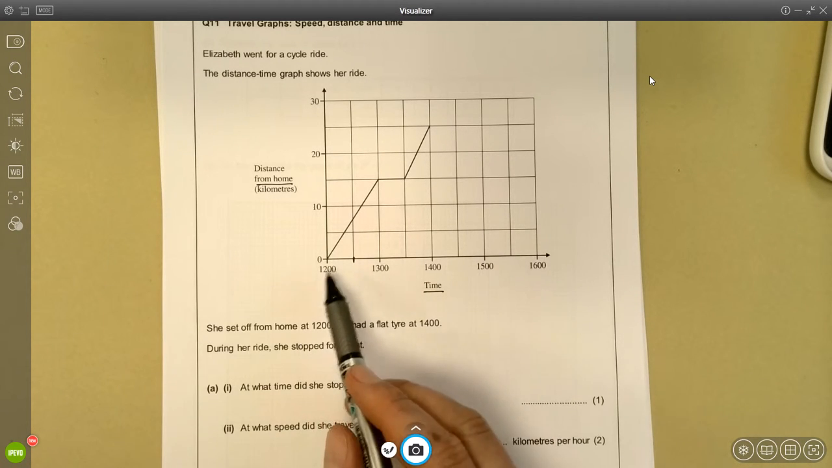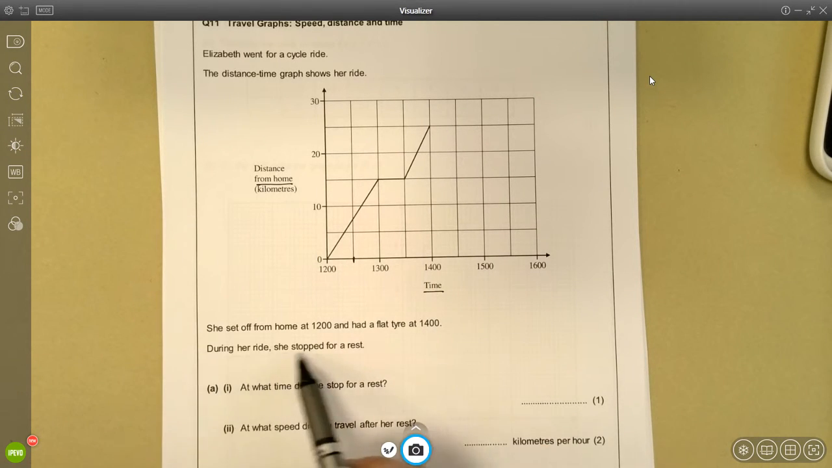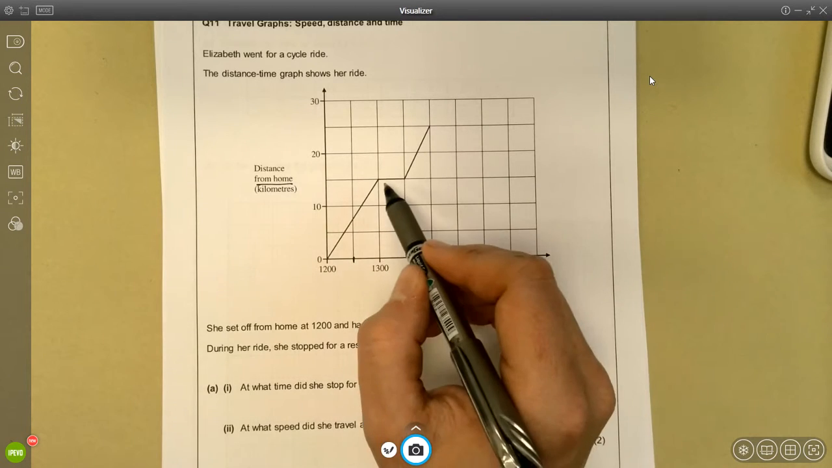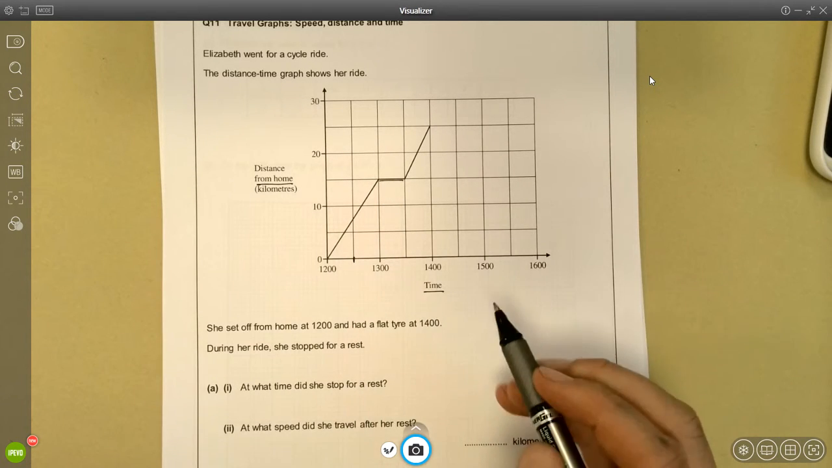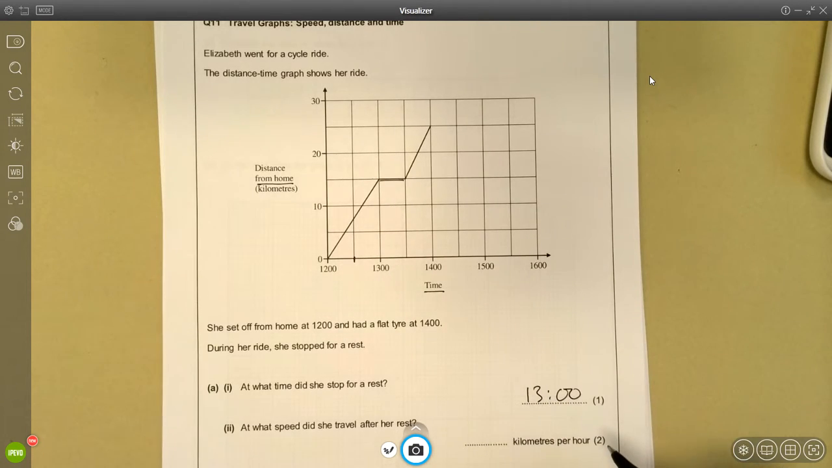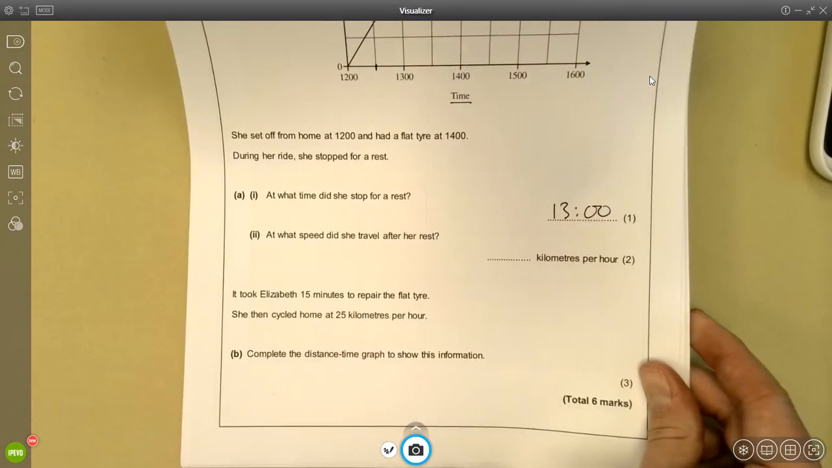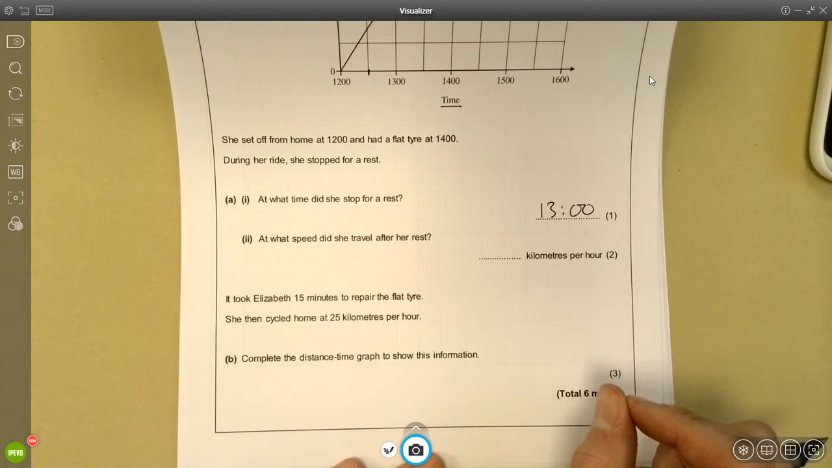So you set off from home at 12, had a flat tyre at 1400, which is 2 p.m, and stopped for a rest. Okay, so, and she stopped for a rest. What time did she stop for a rest? Well, that must have been here. That must have been the rest. So it must have been at 1300 hours, 1 p.m.